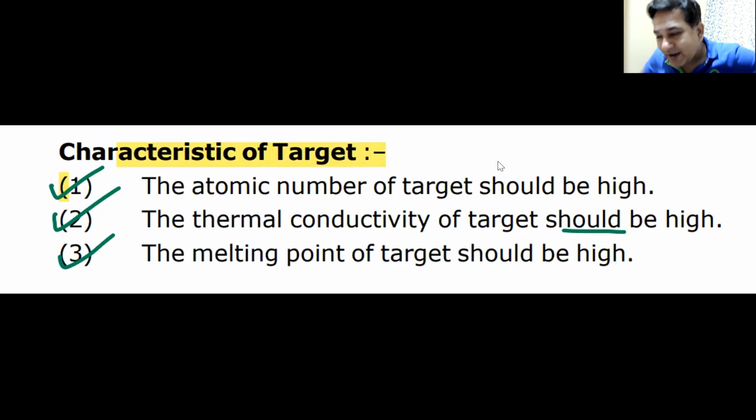The melting point should be high. If it does not have a high melting point, it will melt, and you will have metal coming inside the Coolidge tube, and it will not become a Coolidge tube. It will simply become a metal tube. Do you understand this? Yes, sir.